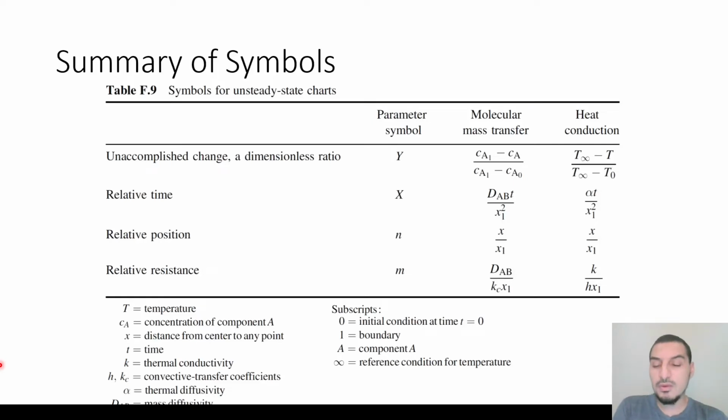Hello everybody. We are still talking about unsteady state molecular diffusion in finite bodies, and we have already discussed the four parameters that we use in the charts. So we provide the value of x and m, and then we can get the value of y. This is what we covered in the last two videos. Now we want to see how the charts look.